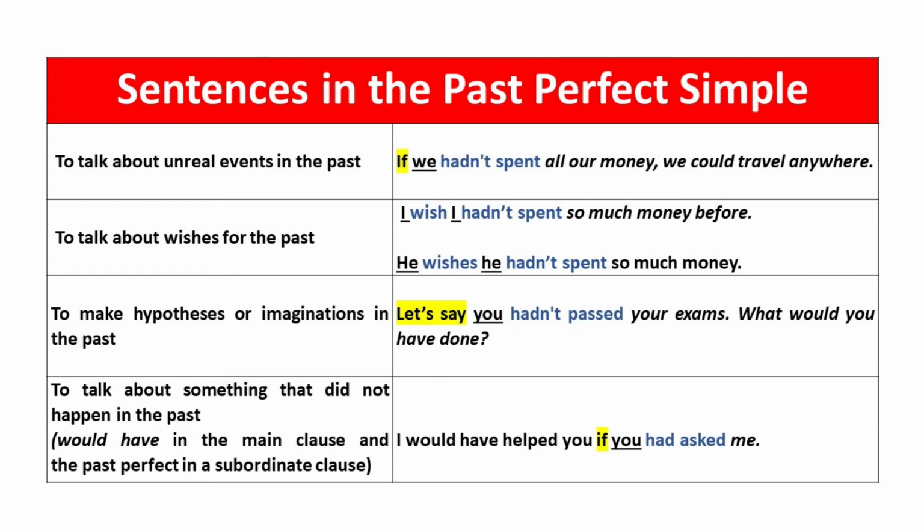To talk about wishes for the past, we can say, I wish I hadn't spent so much money before. This means that I have spent so much money in the past, that's why I wish I still have enough money. What happens to the verb wish if the subject becomes he, she, or it? Yes, we add es to it. So if we use he or she, we say, he wishes he hadn't spent so much money. The same goes for she or it.